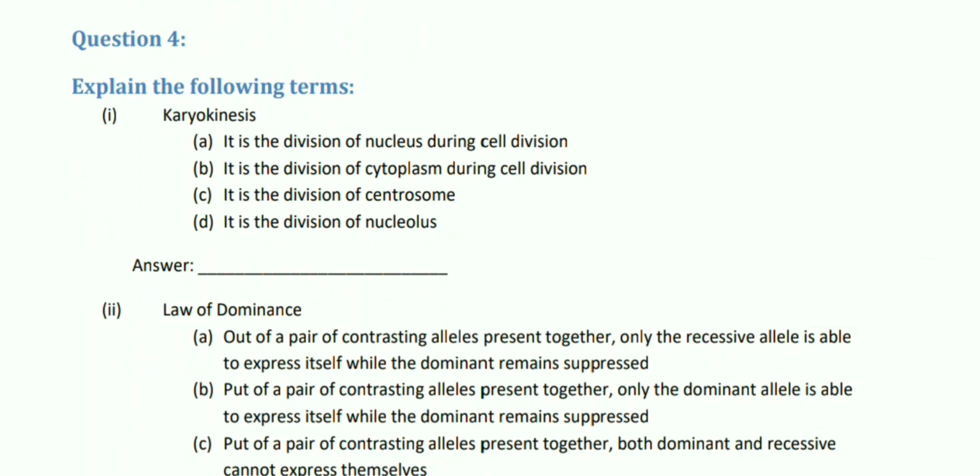Okay, question 4, explain the following terms. Number 1 is karyokinesis. Well, it is the division of the nucleus during cell division. You don't even need to go through the other options. It's pretty clear. It is the first one, karyokinesis. Karyo means nucleus, kinesis means division.